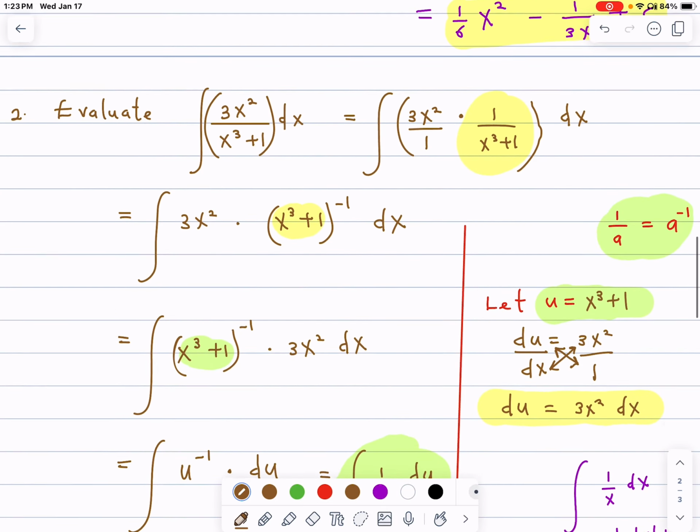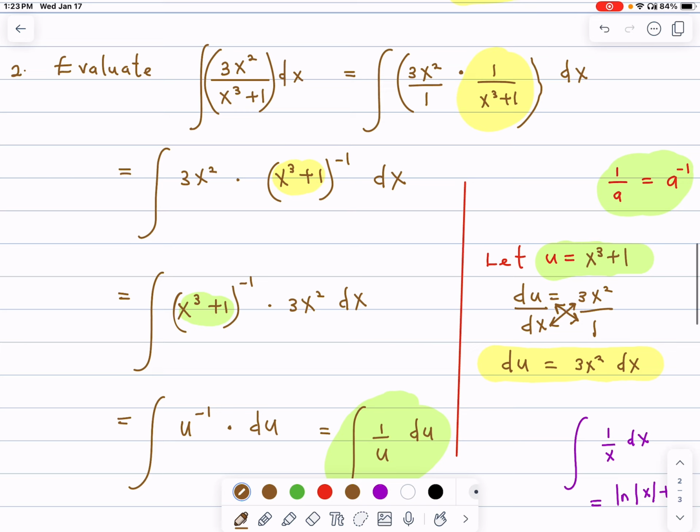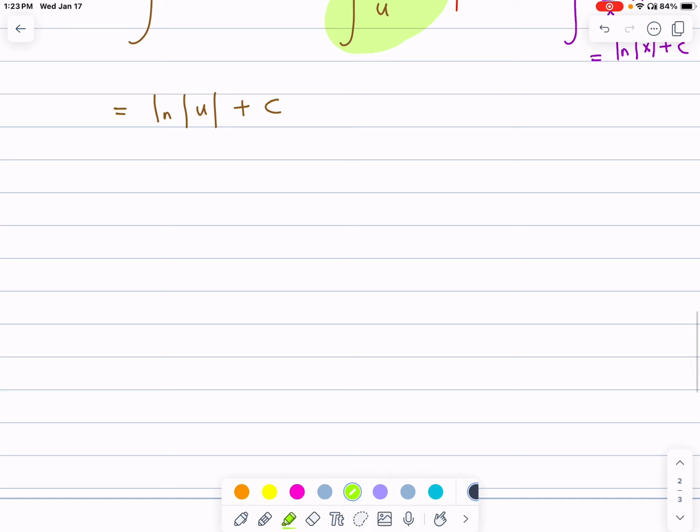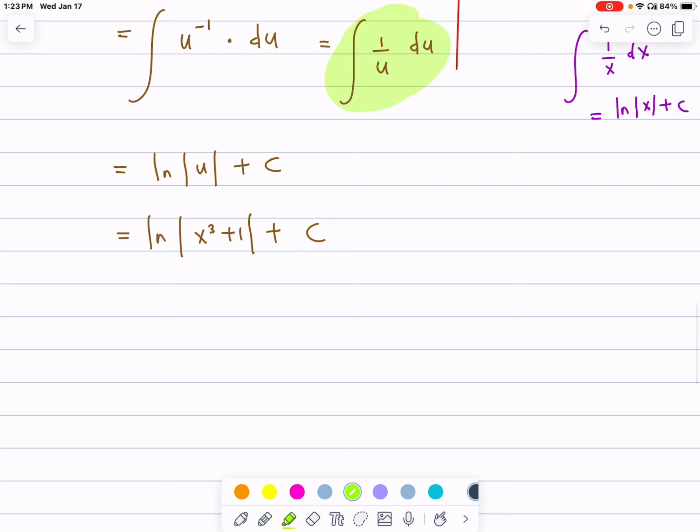But in my problem, there is no u, right? I said let u be equal to x cubed plus 1. So instead of writing u, I can replace u with x cubed plus 1. And that's just going to be the solution.